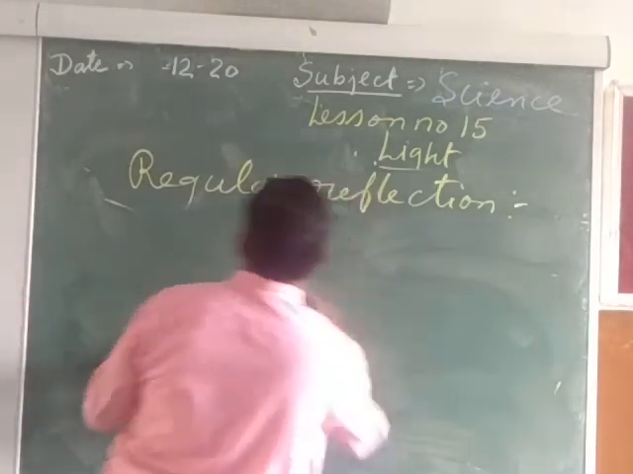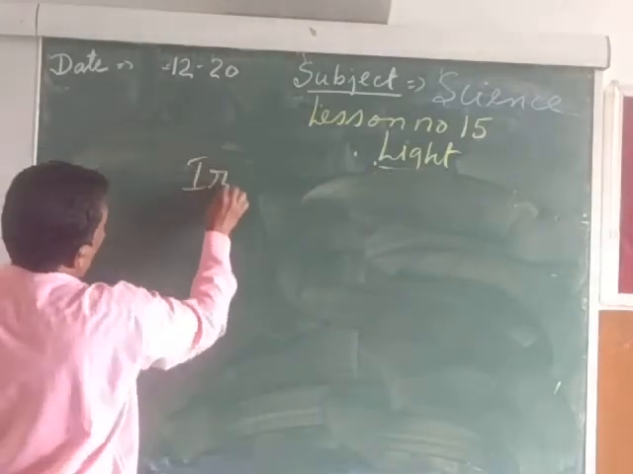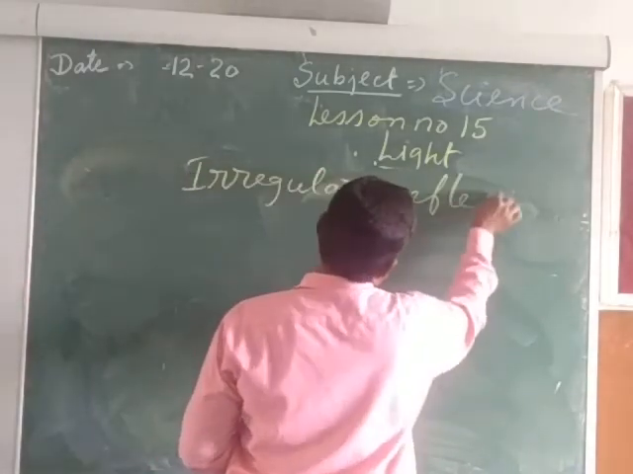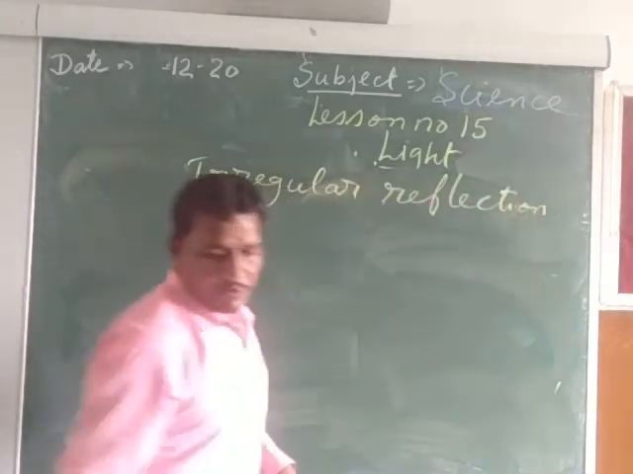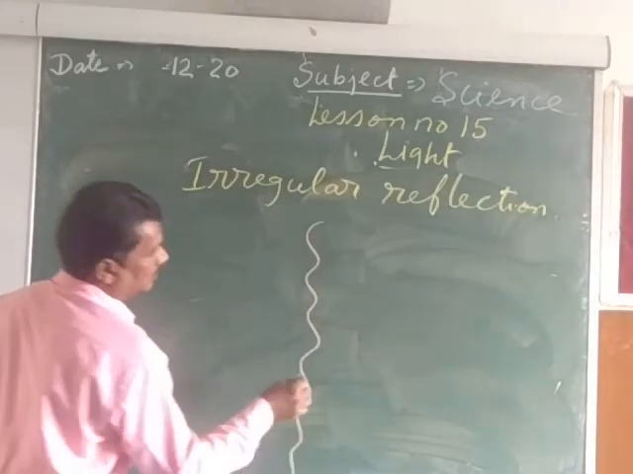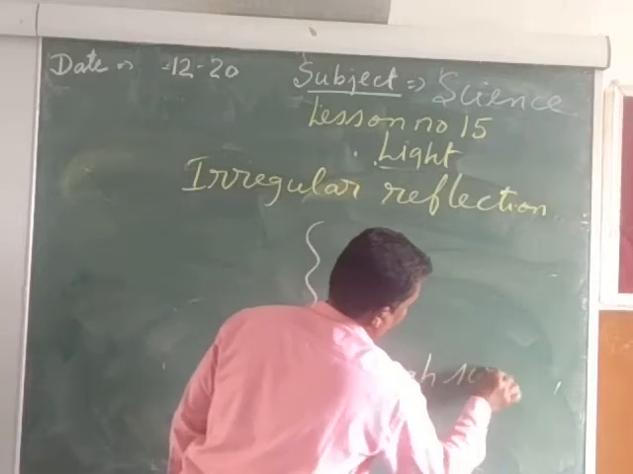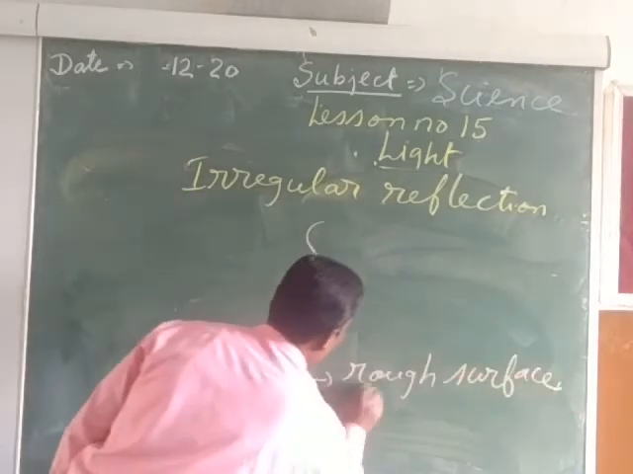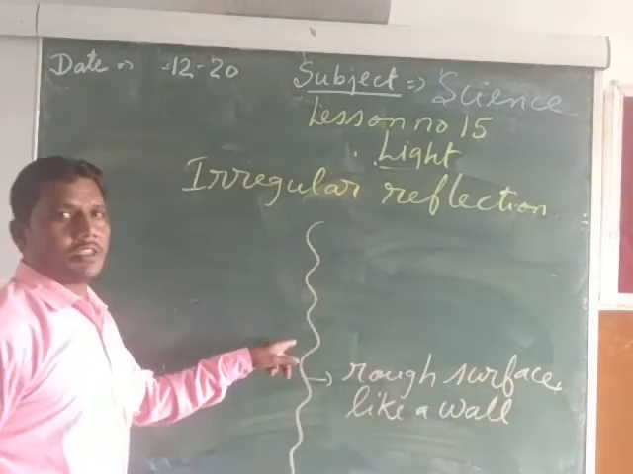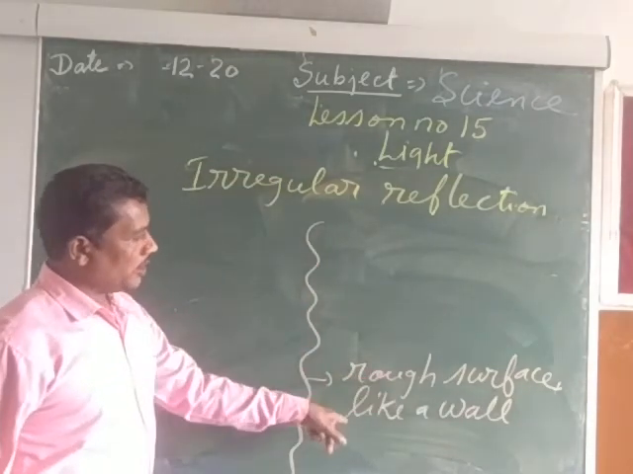Now my child, after this we will come to the topic about irregular reflection. Irregular reflection. Now see it very carefully, my child. Suppose this is the rough surface like a wall. It is a rough surface like a wall having so much up and down.